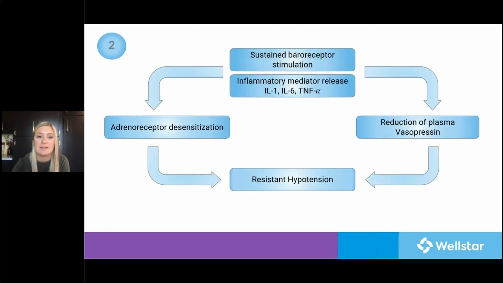And the second main effect of nitric oxide is activation of adenosine triphosphate sensitive potassium channels in vascular smooth muscle cells. So it inhibits calcium influx in the smooth muscle cells by hyperpolarizing the membrane potential, resulting in vasodilation.